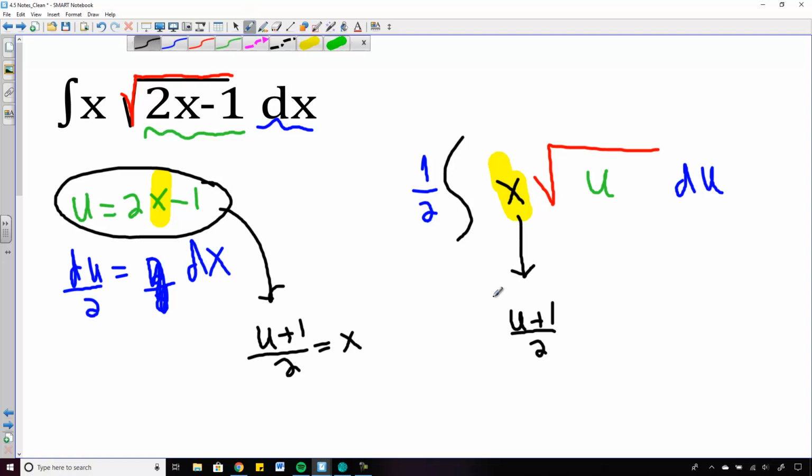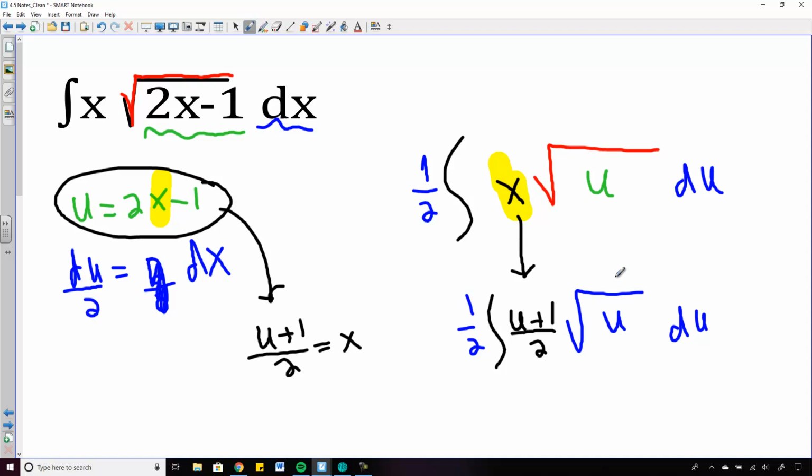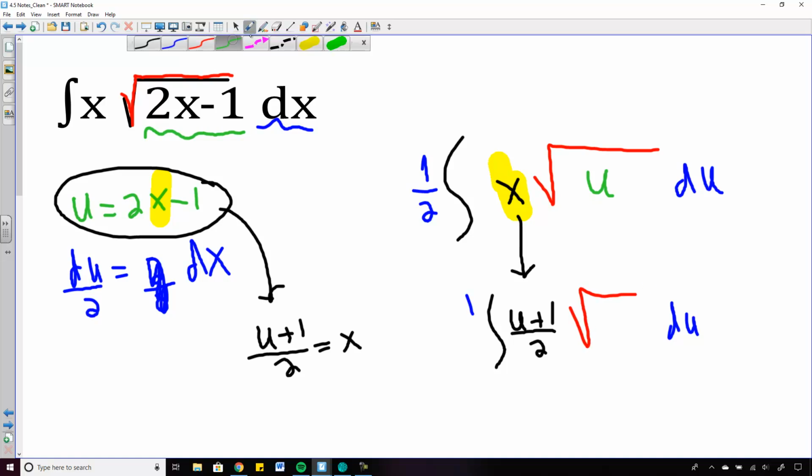So we still got this integral symbol, we still got the 1/2, we got the du, we got the square root of u. Sorry about the color mistake there. We got the square root of u. And now we're good. What do we do? I don't know. We can distribute it. We can do a few different things. This is 1/2, by the way. We lost a 2 there.